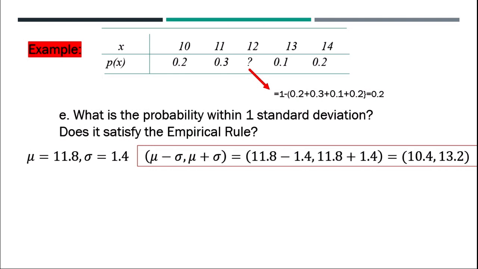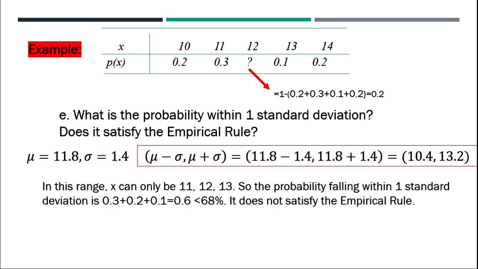In this range, x can only be 11, 12, 13. So the probability falling within one standard deviation is 0.3 plus 0.2 plus 0.1 equals 0.6, smaller than 68%, so it does not satisfy the empirical rule.